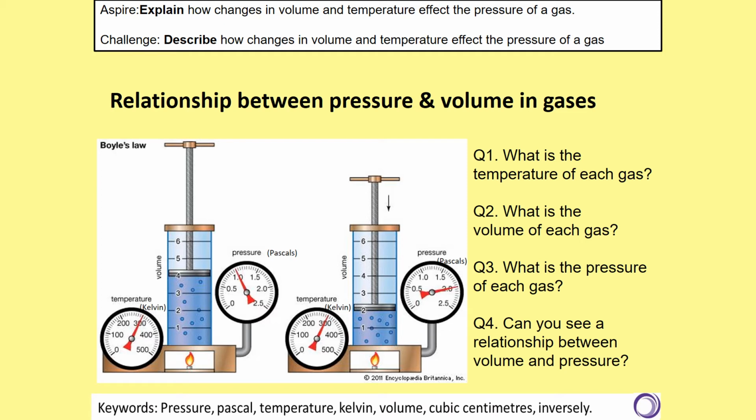So I'm going to ask you to have a look at these 4 questions. So what's the temperature of each gas? There are 2 different situations on this diagram: you've got the left-hand side situation and the right-hand side situation. So I want to know what is the temperature of each gas, what is the volume of each gas, what is the pressure of each gas, and then can you see the relationship between volume and pressure? I'll give you 1 minute to have a quick look at it all, and then we'll try to go through it and make some sense of it. Off you go.